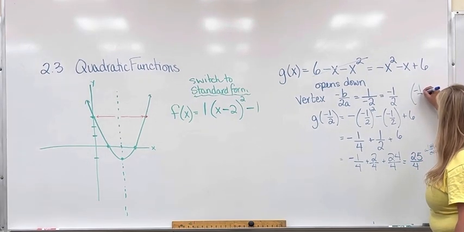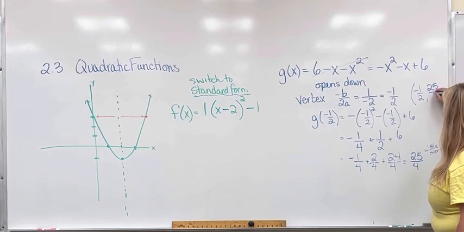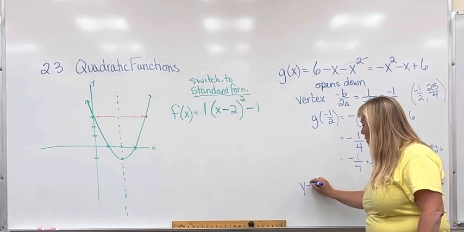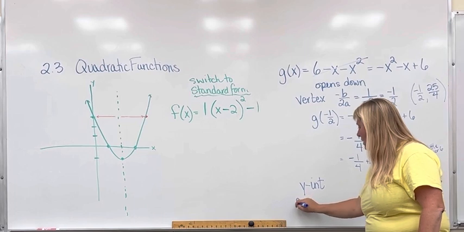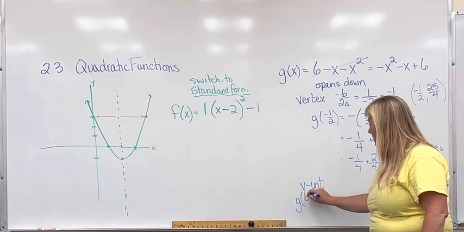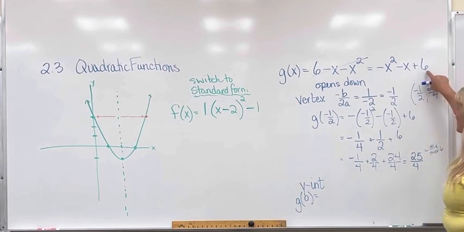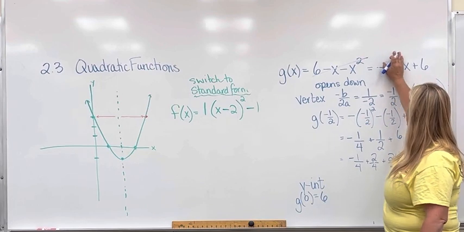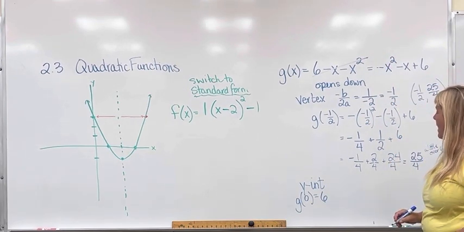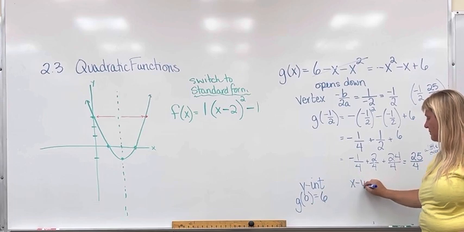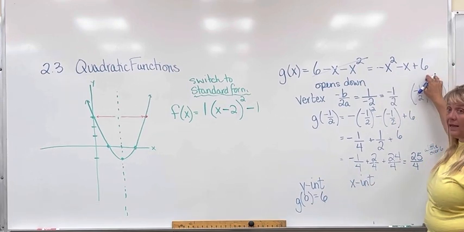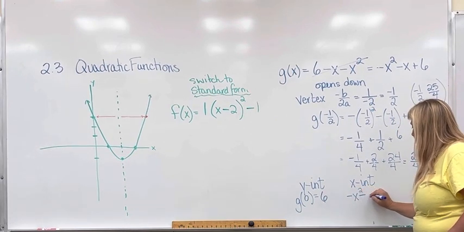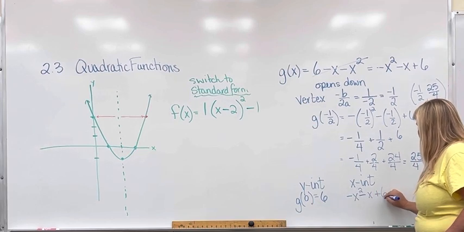Our point is negative 1/2, 25 fourths. Okay. Then our y-intercept, if we go g of 0, what pops out is the 6, right? Plug 0 in, out pops a 6. And if we want our x-intercept here, we're going to set this equal to 0. So we're going to say negative x squared, minus x plus 6 equals 0.